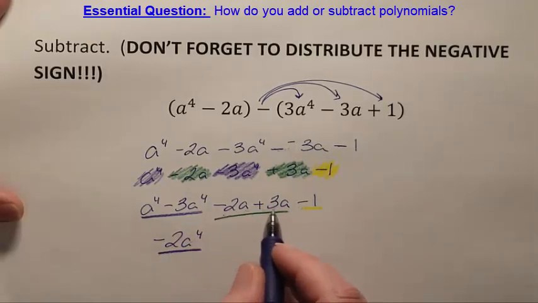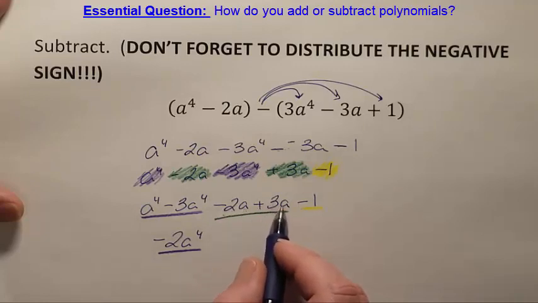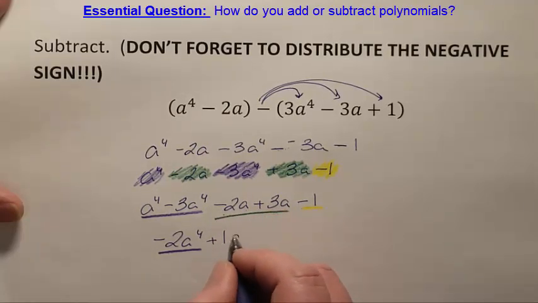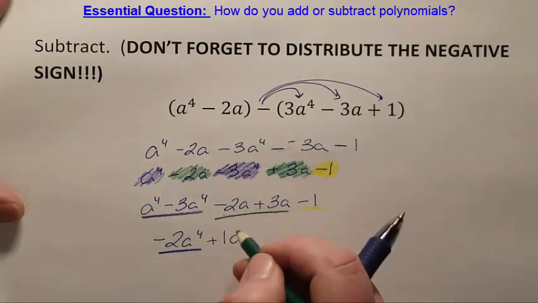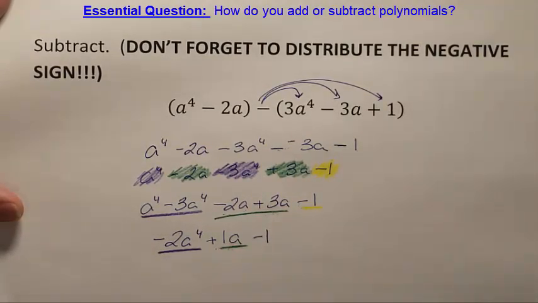Now I need to simplify my greens, my a's. If I had a minus 2a and I added 3a, I actually have a plus 1a. That was me simplifying my green a's. And my unit of a minus 1 had nobody else to simplify, so he is just a minus 1.